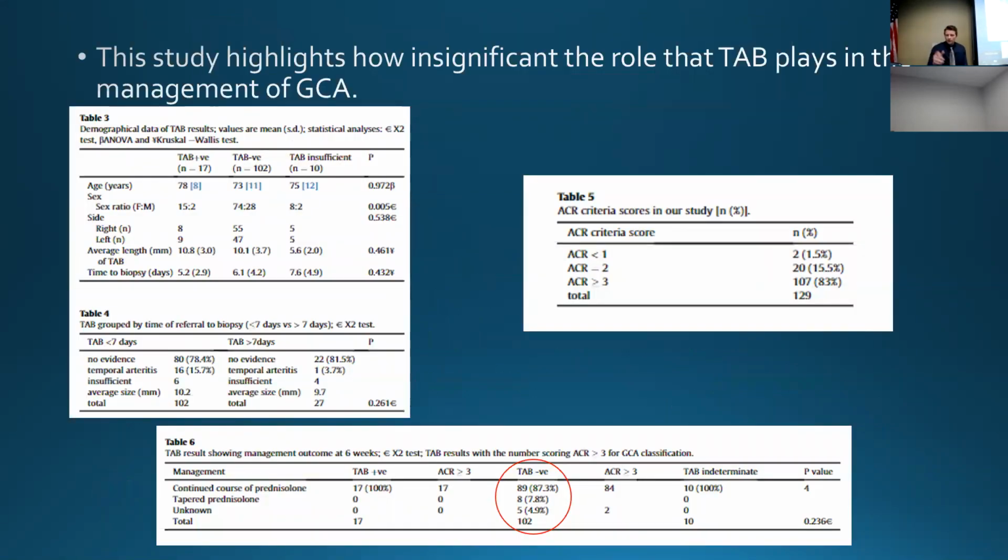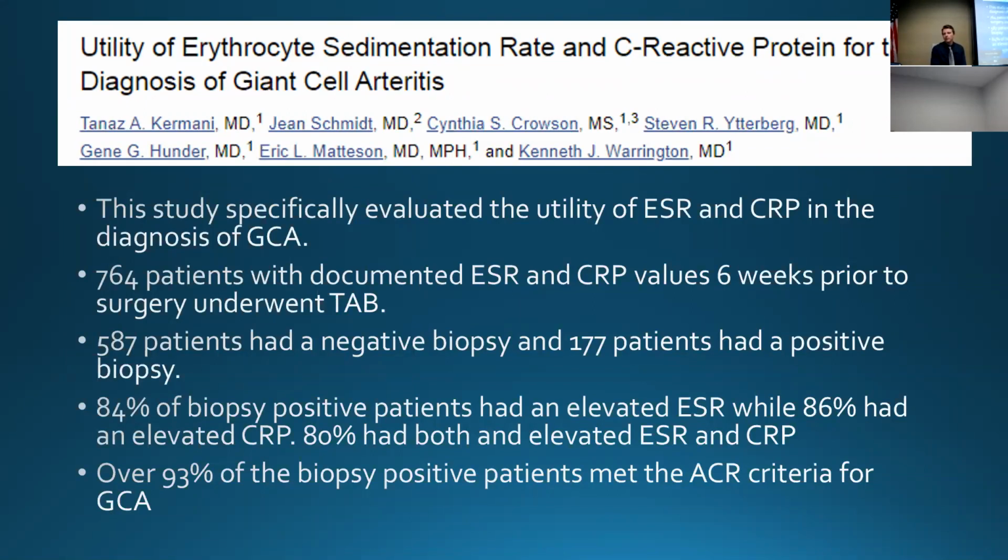These are some of the tables from the paper. It just looks at demographics and other things. The main thing that I want to draw your attention to is what we just talked about, those TAB negative patients. 89 or 87% of them continued on the full course of prednisone despite having a negative temporal artery biopsy, and only 8 of them, or 8%, had a tapered course. So this just highlights the insignificant role that temporal artery biopsy plays in the management of GCA, at least in that institution.